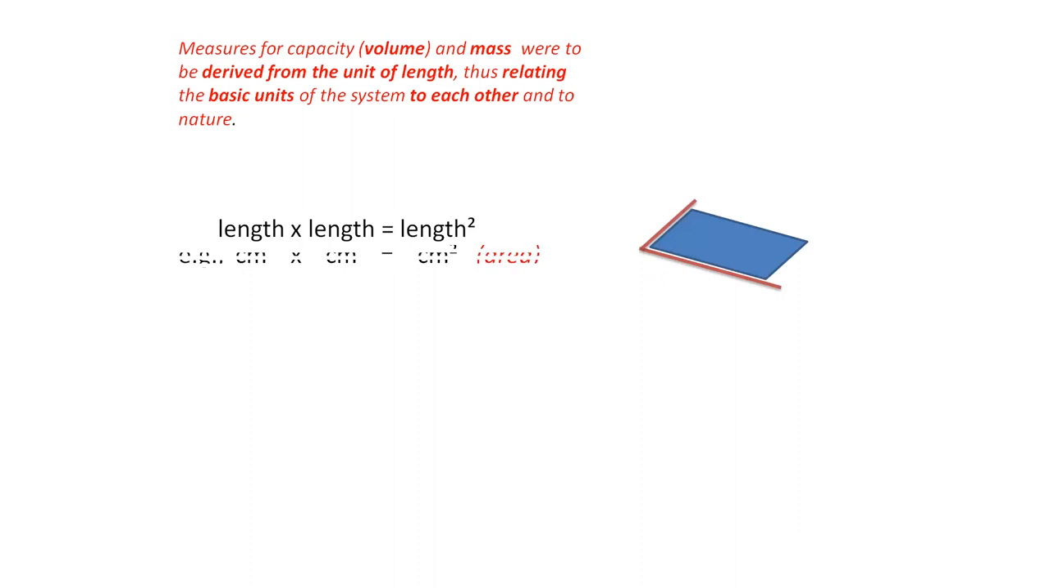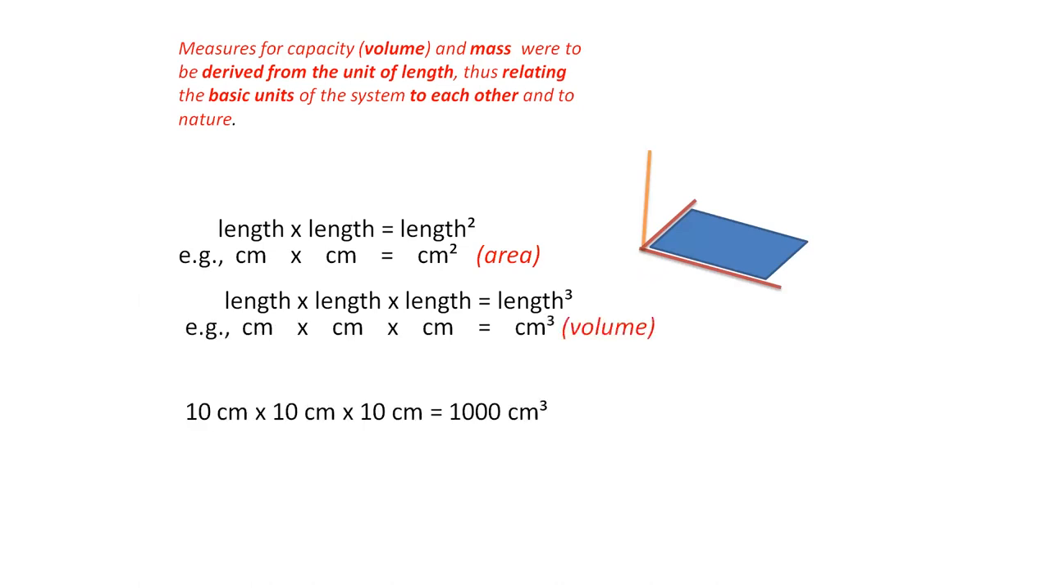One of the mandates of the French Academy of Sciences when they were mandated to develop that metric system was that the units had to be related to each other in one way or another. Just to give an example, if you have one length multiplied by another length, then you have an area. And then of course, if you multiply that by a length, you have volume. That's just an example. So you have, again an example, 10 centimeters by 10 centimeters by 10 centimeters, you have 1,000 cubic centimeters. So that's one way the units are related to each other.